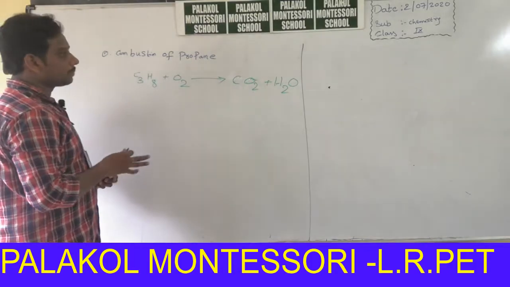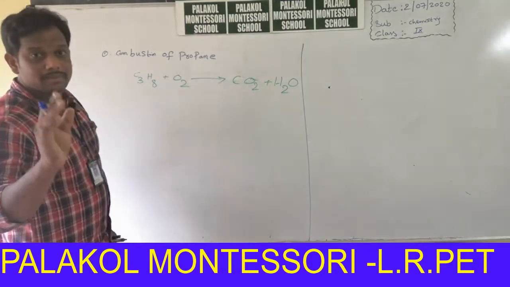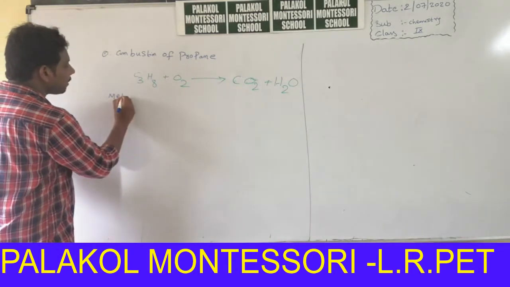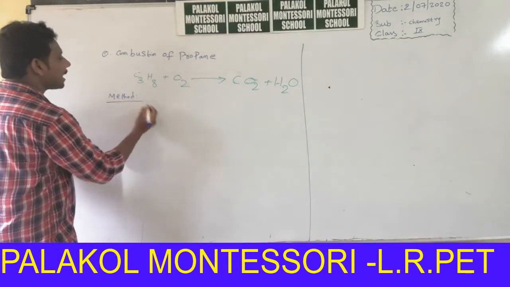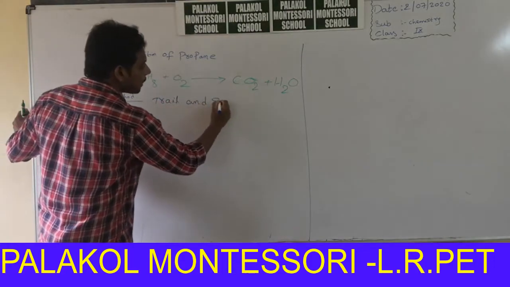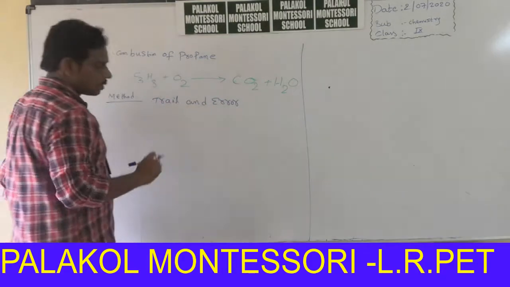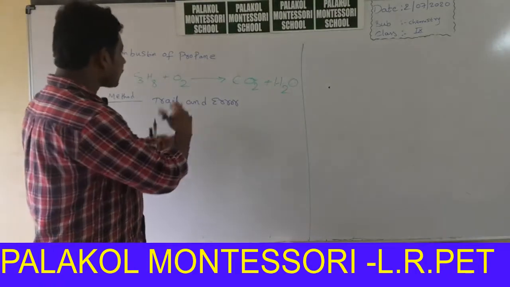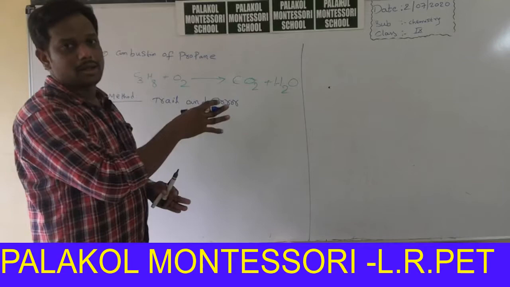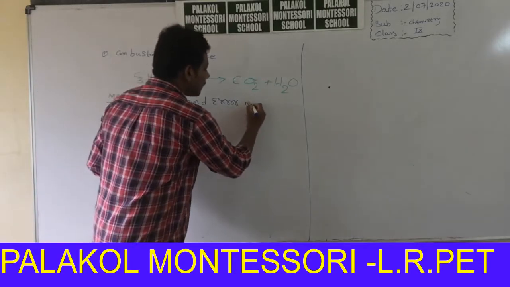First, how can we balance a chemical equation? By using a method. Which method do we use? The trial and error method. That means you trial, and if you get an error, you trial again. Trial and error method.